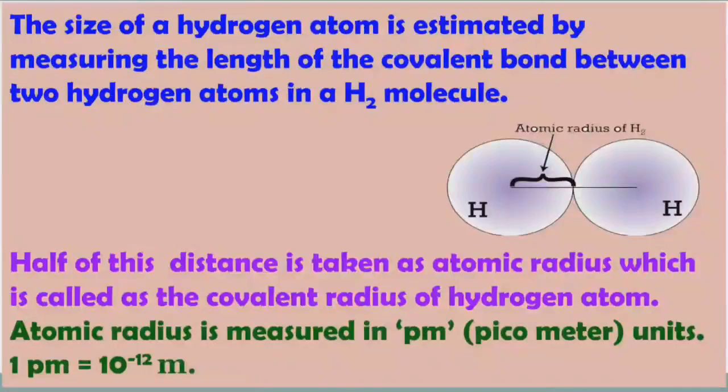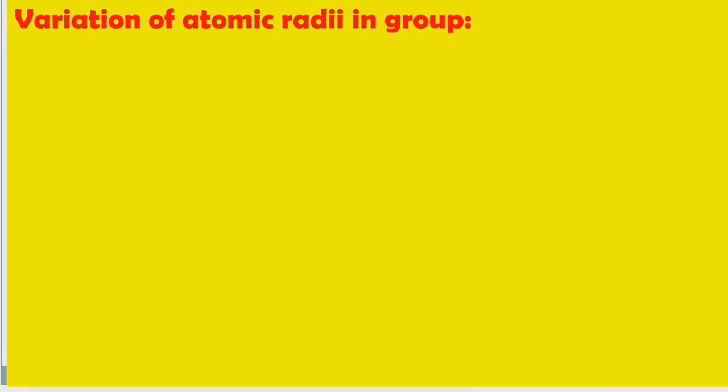Now we will discuss the variation of atomic radii in a group. Here remember, radius is the singular word and radii is the plural word. Nucleus is the singular word. Nuclei is the plural word.